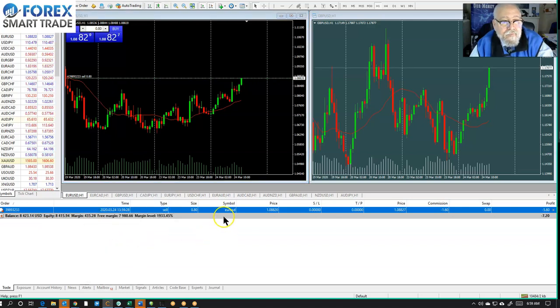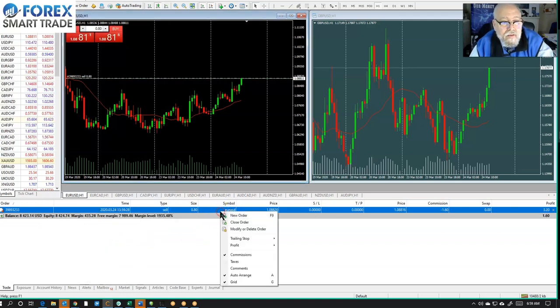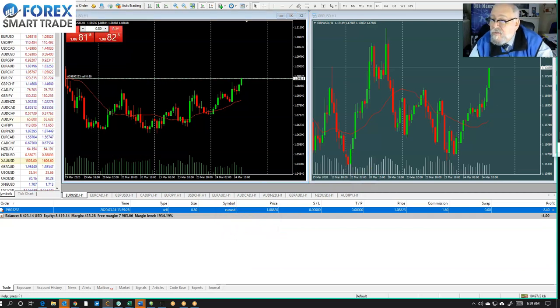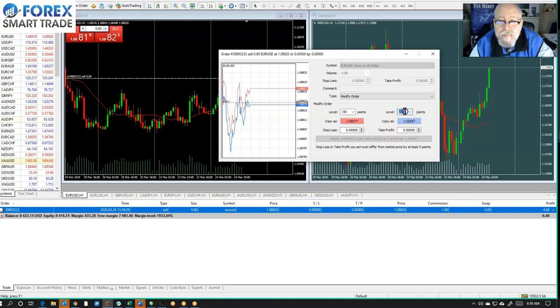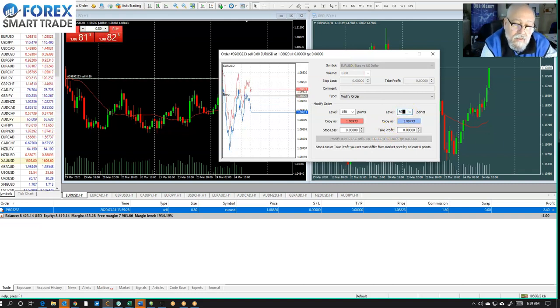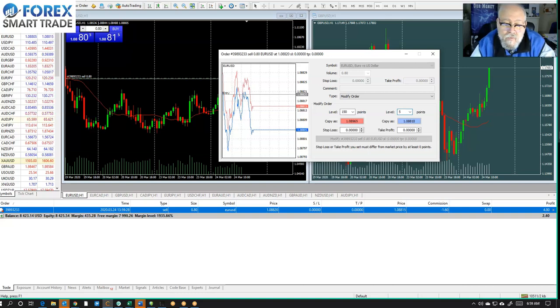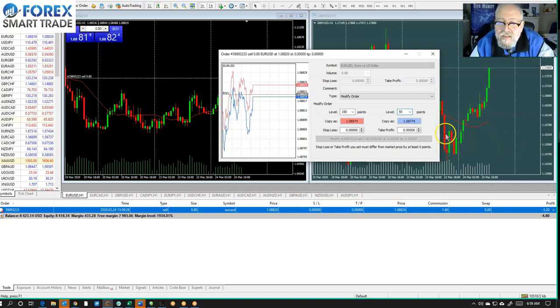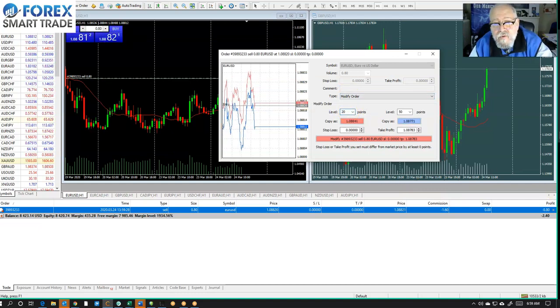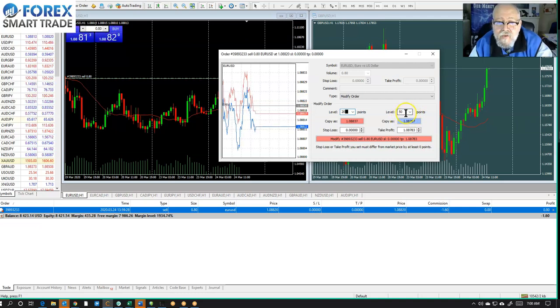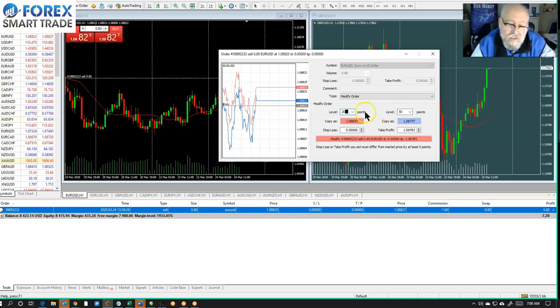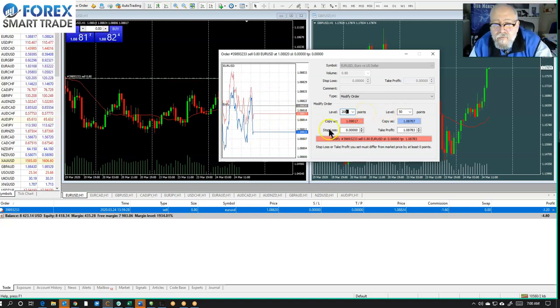Modify order. Why isn't it popping up? Oh, it's popping up over here. I am going to take 5 pips equals 50 points. If I click this, it will do the calculation for me. For right now, we're going to use 4 times whatever our take profit is. So if I've got a take profit of 50 points, I want 200 points for a stop loss.